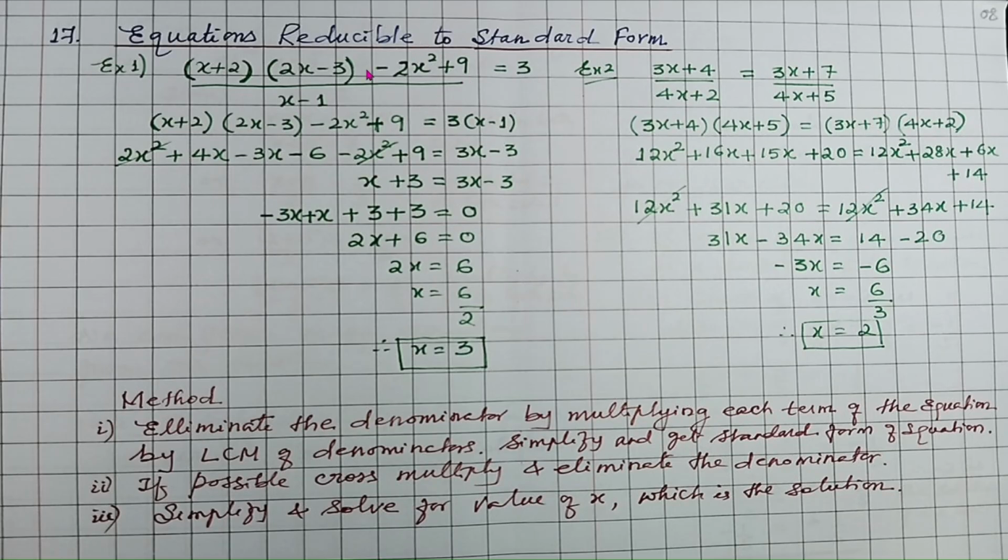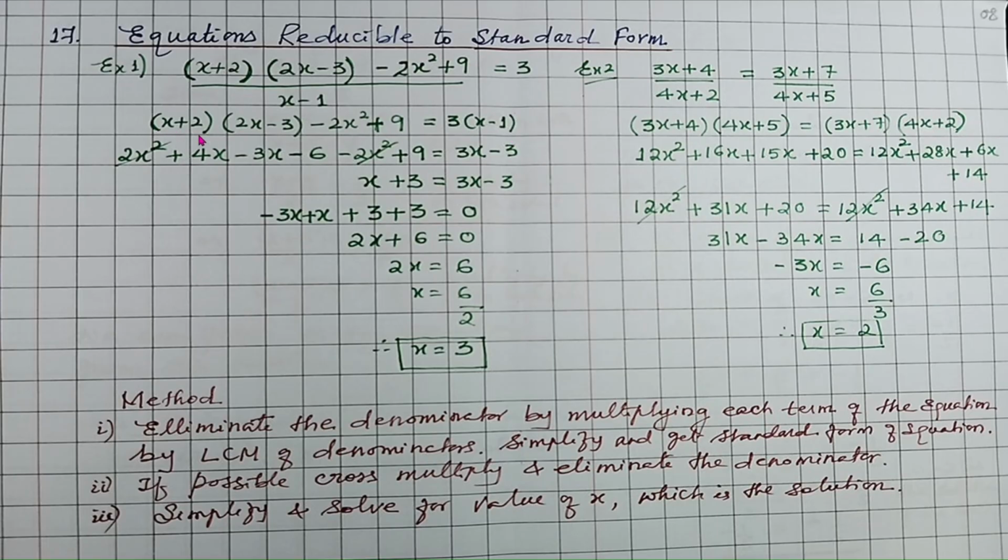Now this is not in a standard form, so first let us convert this into a standard form. For that, eliminate the denominator first. So multiply x minus 1 on both the sides. When I multiply x minus 1 on both the sides, this x minus 1 gets cancelled and 3 gets multiplied with x minus 1. So we have here in LHS (x plus 2) (2x minus 3) minus (2x square plus 9) and 3 in the bracket (x minus 1).